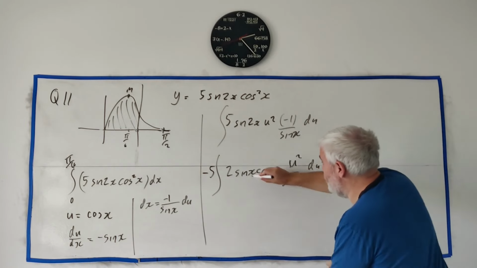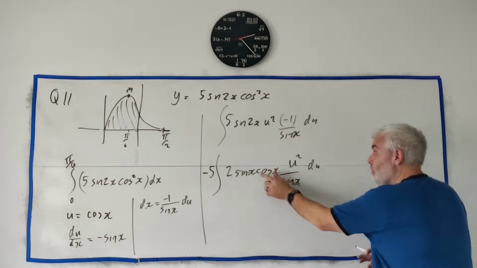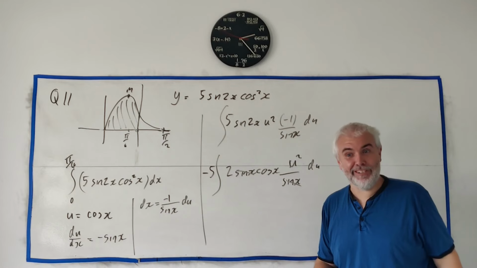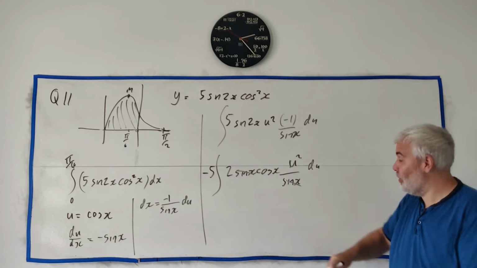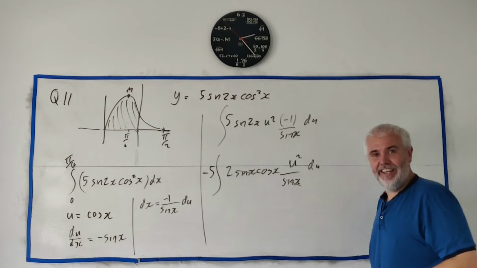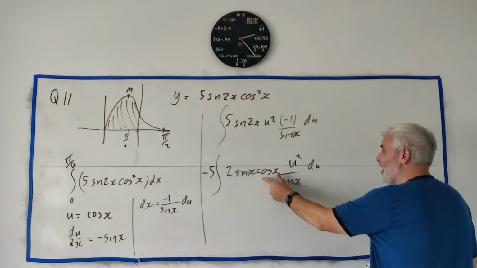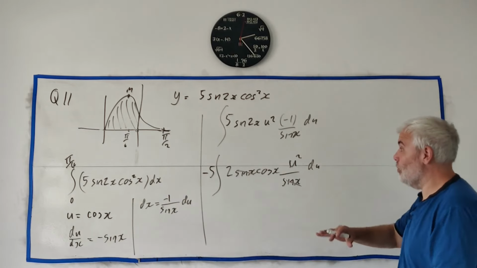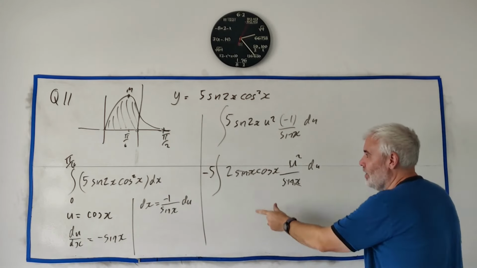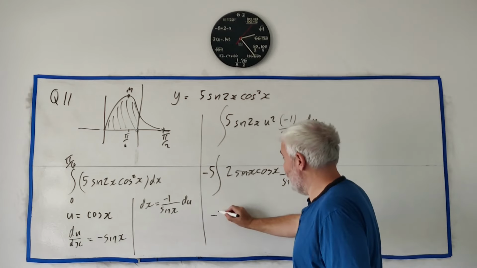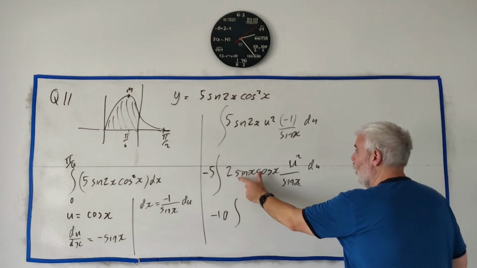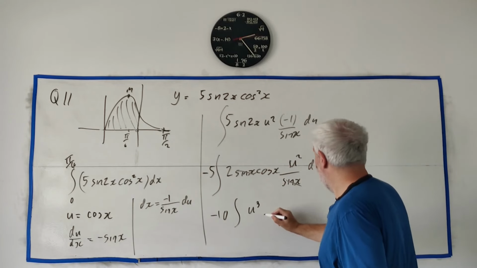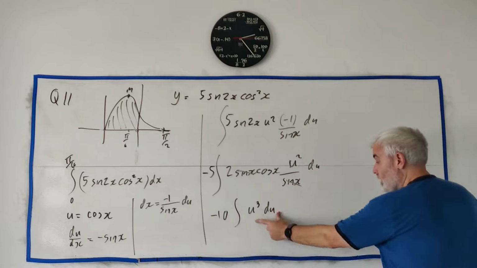Now sine x does cancel. But we're still left with a cosine x. What do we do with that? This probably tripped up some students. They probably did brilliantly up to this point. It's good to notice this thing here. But what do you do with this cosine x? Remember, that's what we're substituting. That's u. Cosine x is u. So we can just put another u here. So 2 times minus 5 becomes minus 10. What's left in here is u by u squared. That's u cubed, and du. That's it. This we can integrate.